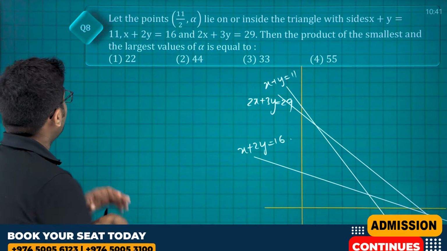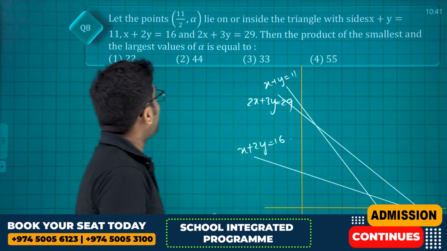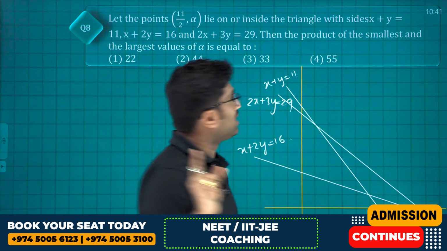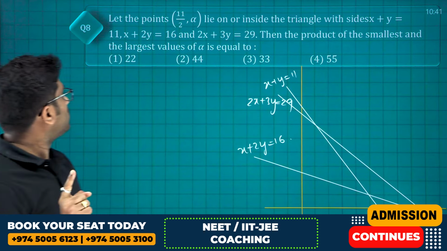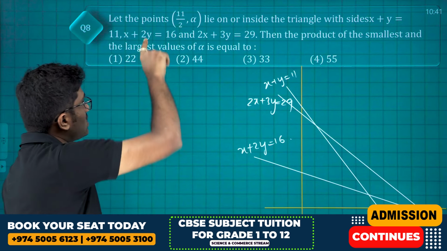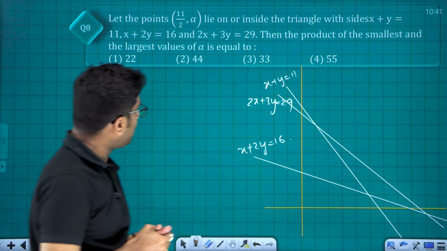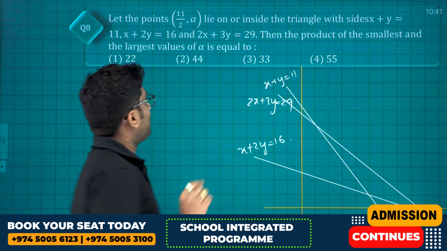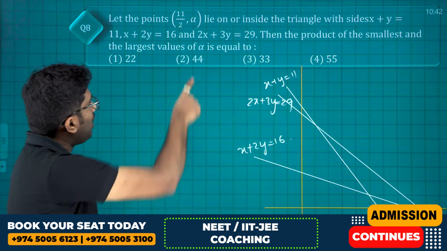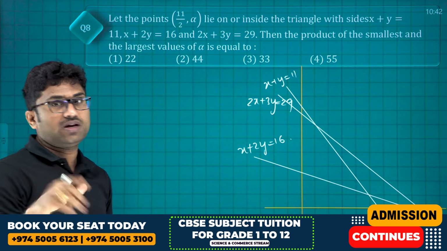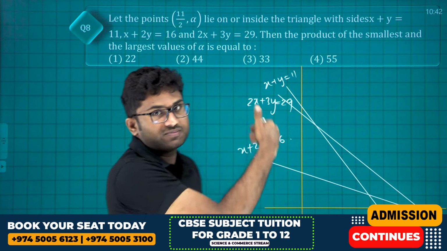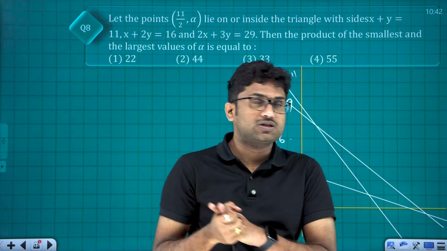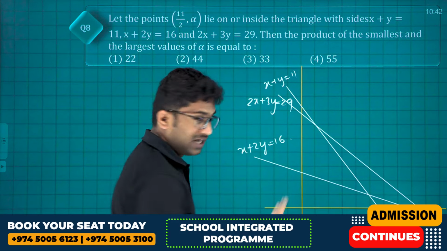Next question. Let the point 11 by 2 comma alpha lie on or inside the triangle with the sides x plus y is equals to 11, x plus 2y is equals to 16 and 2x plus 3y is equals to 29. Then the product of the smallest and largest values of alpha is. So friends, all of them are given in very standard form, like intercepts form. You can convert into intercepts form like x by a plus y by b is equals to 1, and I have plotted all the 3 lines.